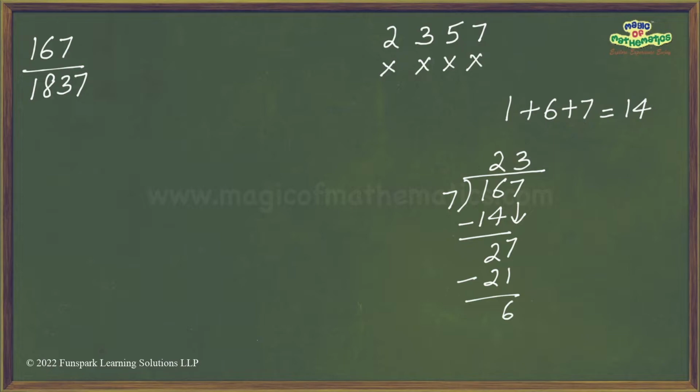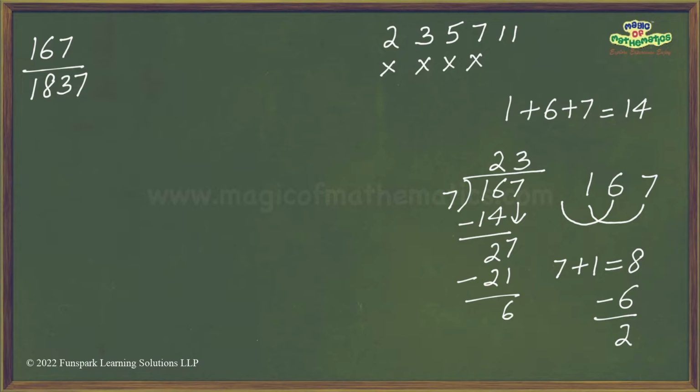Next factor to consider is 11. Let us apply the divisibility test of 11. I will write down 167 again. Now starting with the units digit and moving towards the left, I will take alternate digits and sum them up. 7 plus 1 gives me 8. I do the same thing starting from the tens digit and moving towards the left. This gives me 6. I take the difference of these two numbers. 8 minus 6 equals 2. This is not divisible by 11 and hence the original number 167 is also not divisible by 11.